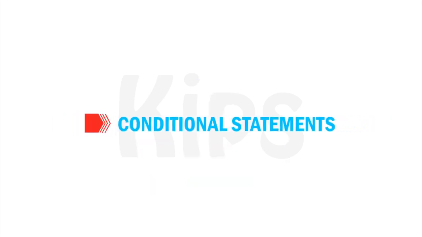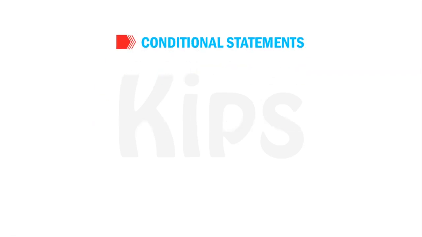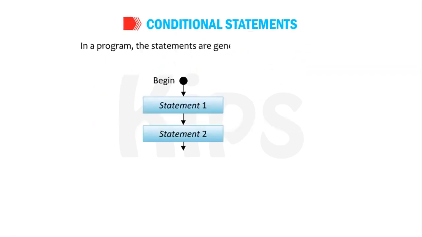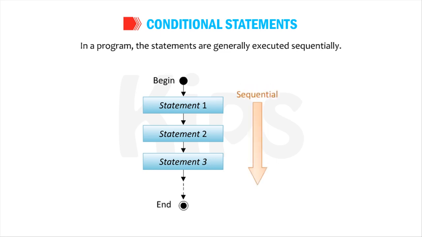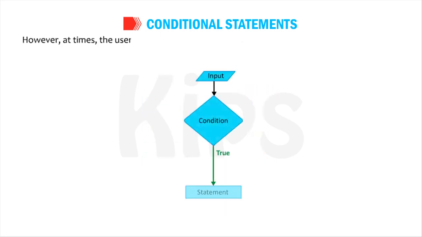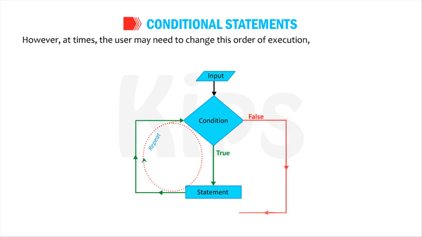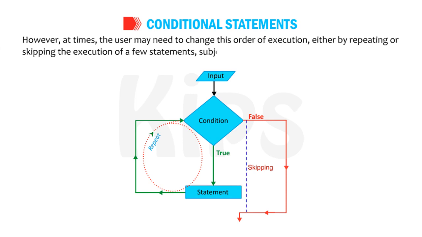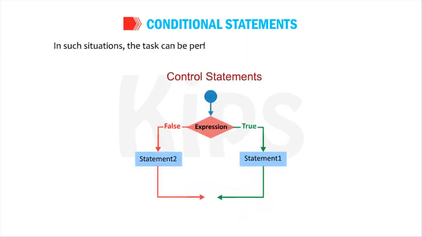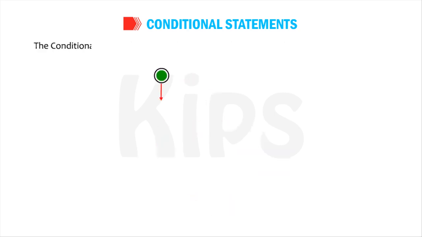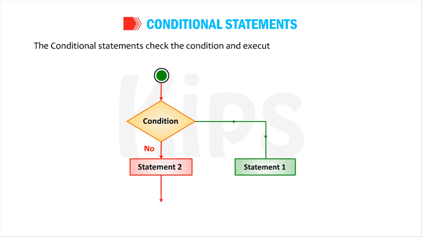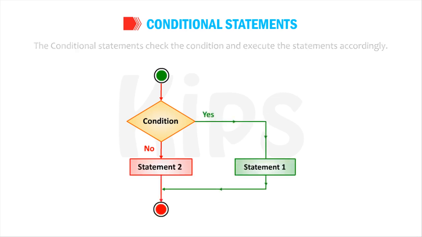Alright, let us understand conditional statements. In a program, the statements are generally executed sequentially. However, at times the user may need to change this order of execution, either by repeating or skipping the execution of a few statements, subject to a given condition. In such situations, the task can be performed by the use of control statements. The conditional statements check the condition and execute the statements accordingly. Let us understand this concept with a simple example.